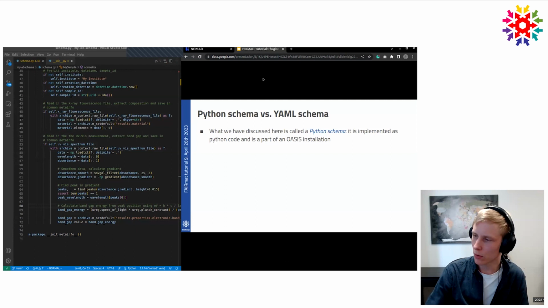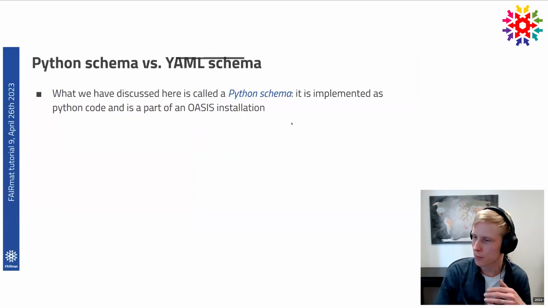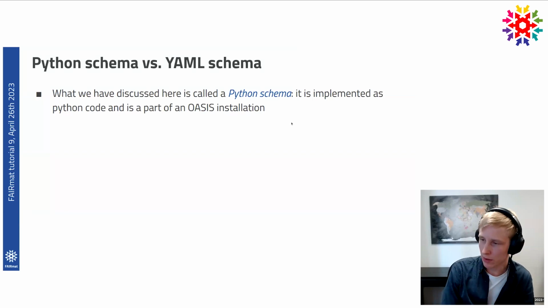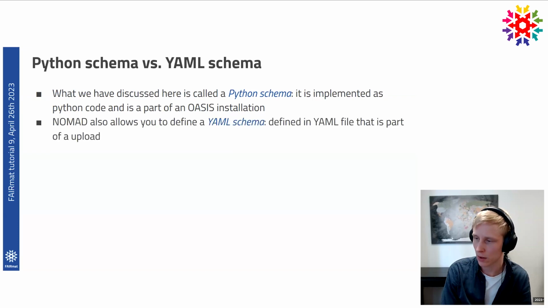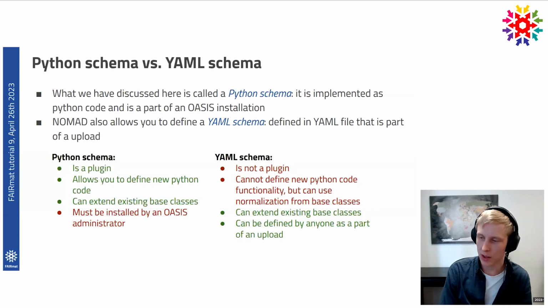So what I want to emphasize is the difference between these Python schemas and YAML schemas. What we have discussed here is a Python schema. It is implemented as a Python class, it's Python code, and it is part of an Oasis installation. NOMAD also allows you, like Marcus mentioned, to define these YAML schemas, but these are considered to be a part of the data. The main difference is that Python schemas are a plugin, whereas YAML schemas are not.